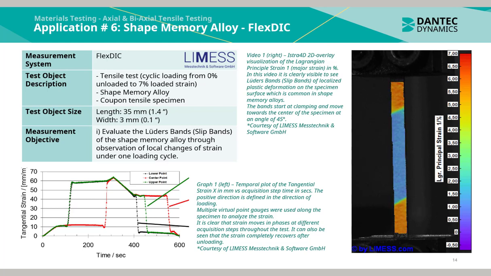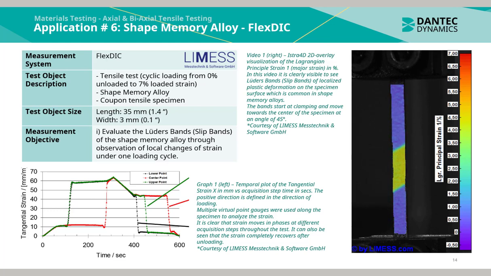In video 1 to the right, we see the ISTRA 4D 2D overlay visualization of the Lagrangian principal strain 1, or major strain, in percent. In this video, it is clearly visible to see Luders bands, or slip bands, of localized plastic deformation on the specimen surface, which is common in shape memory alloys. The bands start at clamping and move towards the center of the specimen at an angle of 45 degrees.